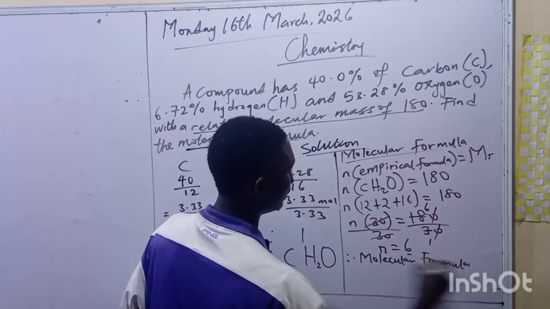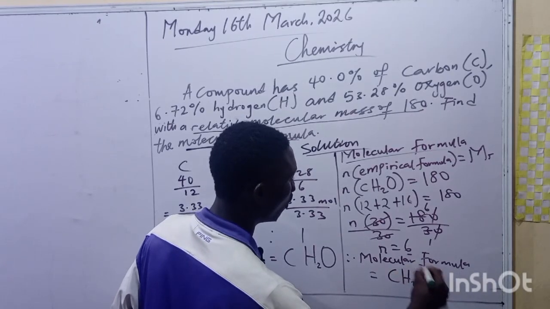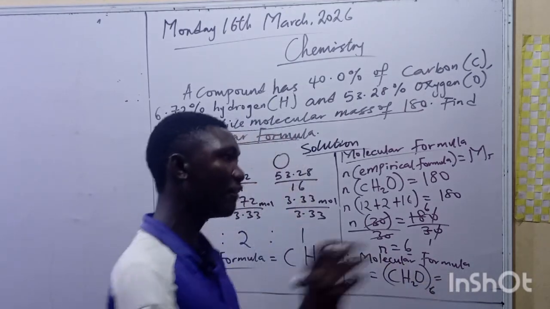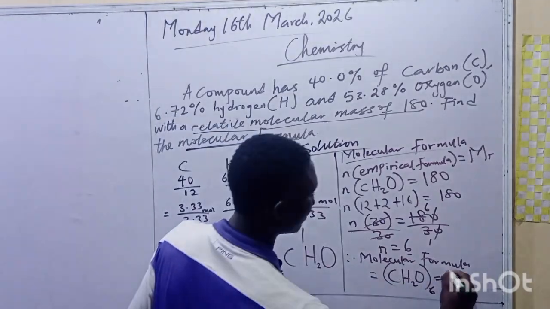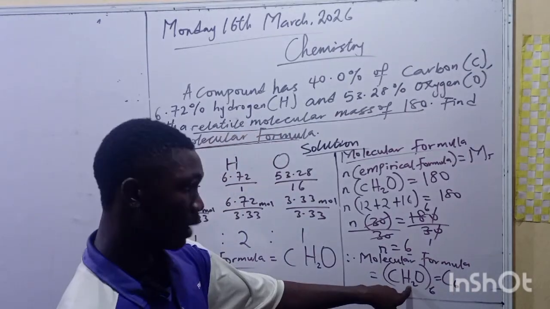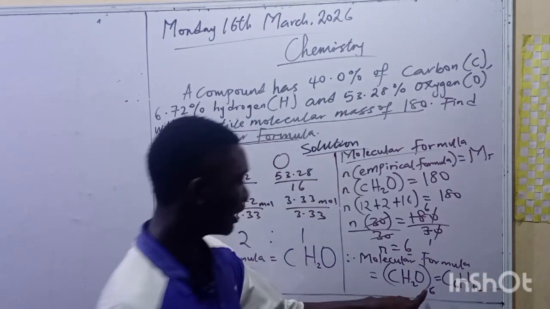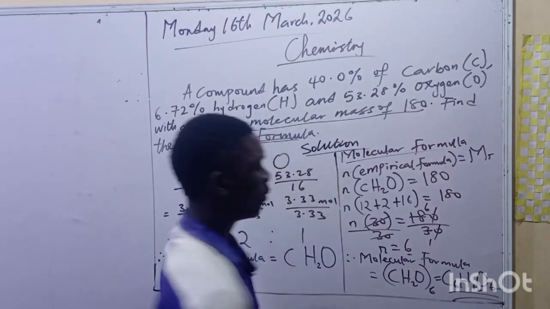Therefore, molecular formula is equal to open bracket CH2O close bracket, open bracket 6. Now the final molecular formula will be, how many atoms of carbon do we have? 1. 1 times 6 will give me 6 atoms. 2 atoms of hydrogen, 2 times 6 will give me what? 12. 1 atom of oxygen, 1 times 6 will give me what? 6.